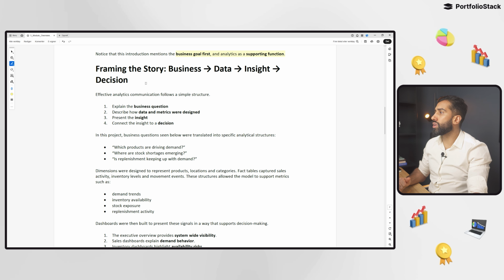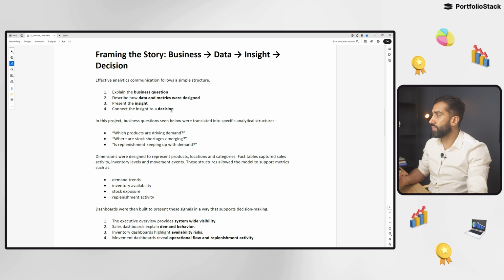In terms of framing the story: business first, data, insight, and decision. Here is a simple structure: explain the business question, describe how data and metrics were designed, present the insight, and connect the insight to a decision. Ask yourself, can I do this? Pause the video and ask yourself, one by one, can I pinpoint some of these things now, based on where we are in the project, which is basically the end? You should be able to talk about these things now.